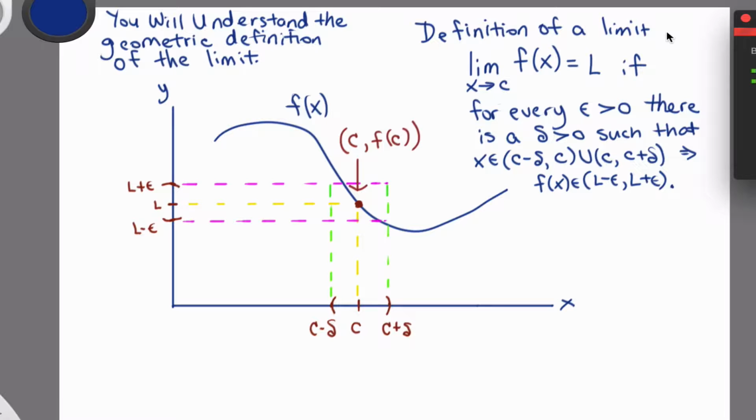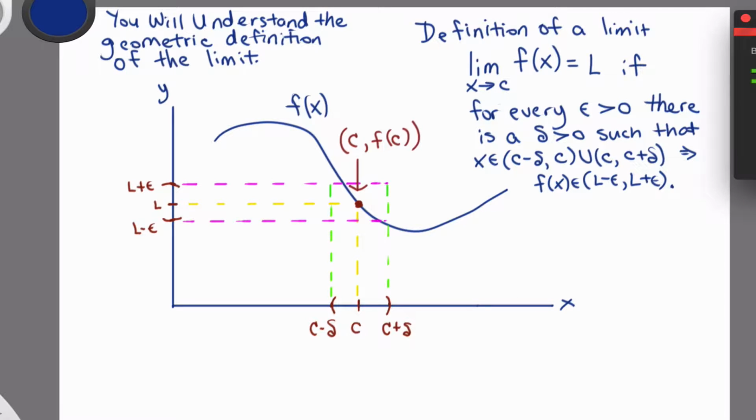Today you will understand the geometric definition of the limit. In a previous video, I explained why we need limits. One of the reasons we use limits is when we want to know what's going on with the function as we get arbitrarily close to a value. In particular, as we get close to a value which gives us an undefined value for our function.